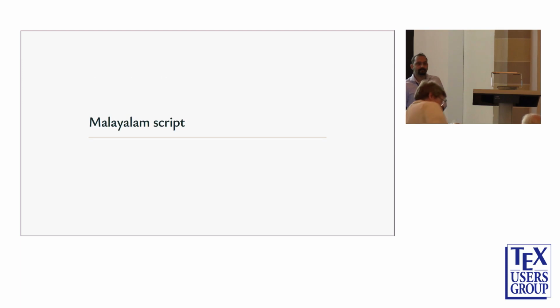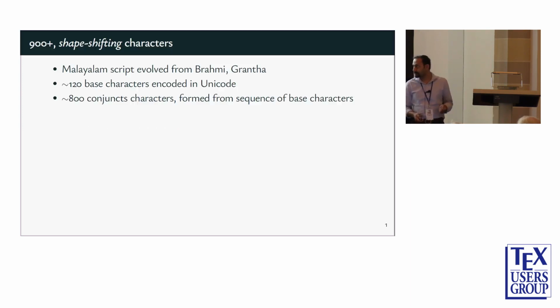I'll give a brief overview about the script, Malayalam script itself, used to write both Malayalam as well as Sanskrit text, which has a lot of interesting properties. First thing is that it evolved through Brahmi and then the Grantha script, which is prevalent in South Asia. A lot of scripts evolved from Grantha script. And almost 120 characters are already encoded in Unicode, which are the base character set, so to speak.